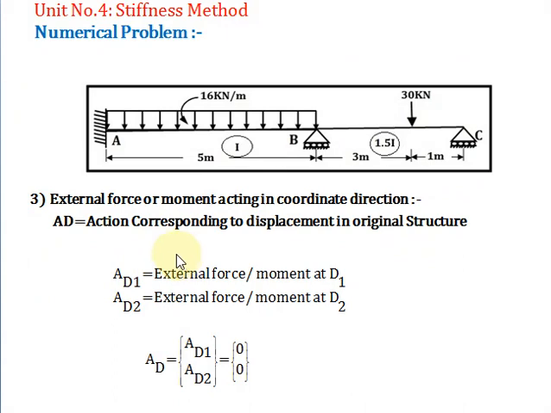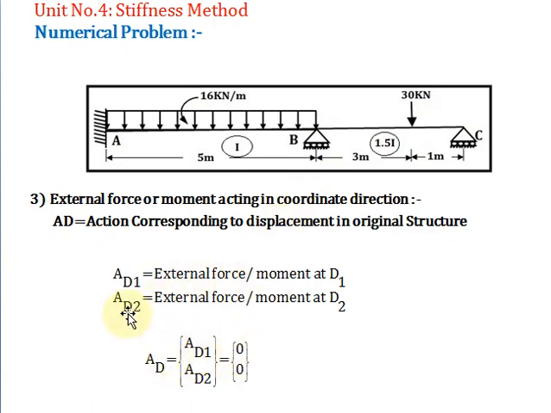The next step is to find out the AD. AD is nothing but the action corresponding to displacement in the original structure. Now we have considered support B as our first unknown and support C as our second unknown. So at supports B and C, we check whether there is any moment, couple or any external force acting at that point. Here AD1 is for support B. At support B, is there any external moment or couple acting? No. Is there any point load or force acting at point B? No. So the value of AD1 will be equal to 0.